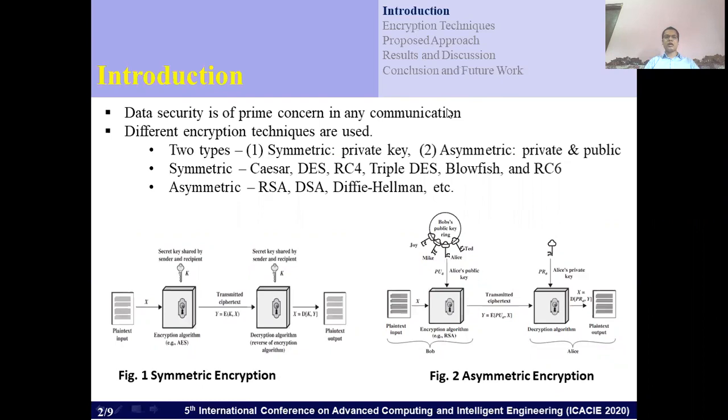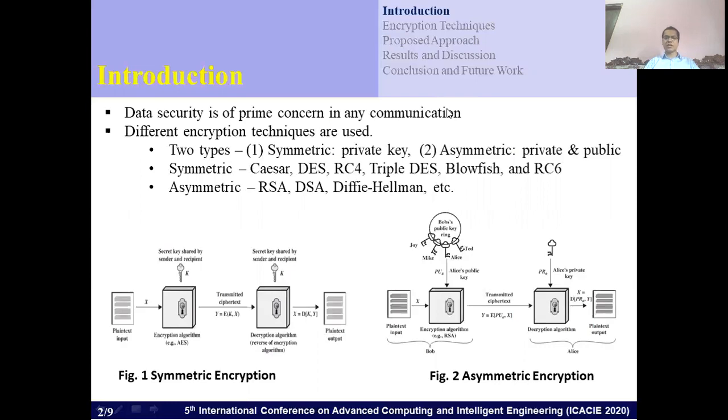In this modern world, data security is a prime concern in any communication. Third parties are trying to steal credential information like password, credit card details, etc. That's why different encryption techniques are used to prevent attackers by making the message human unreadable. Two types of encryption techniques are used. The first is symmetric, where a single private key is used. The other is asymmetric, where both private and public keys are used.